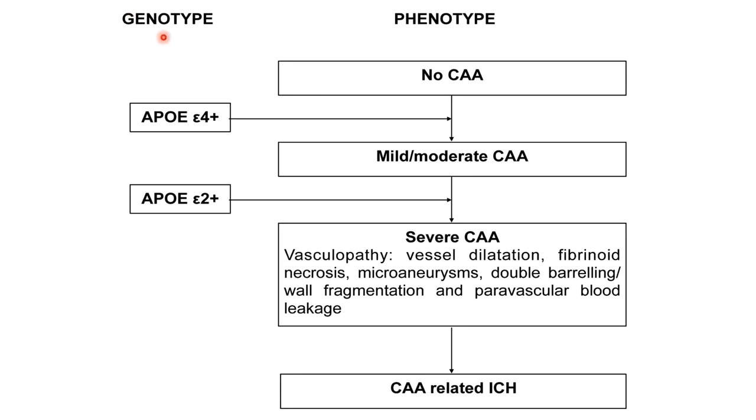Now coming to the specific genotypes, yes, as we've discussed, apolipoprotein E4 or epsilon 4 is the one which allows for the cerebral amyloid angiopathy phenotype. And it is this apolipoprotein E2 which allows for a severe manifestation of cerebral amyloid angiopathies, which subsequently results in intracranial hemorrhage, right?